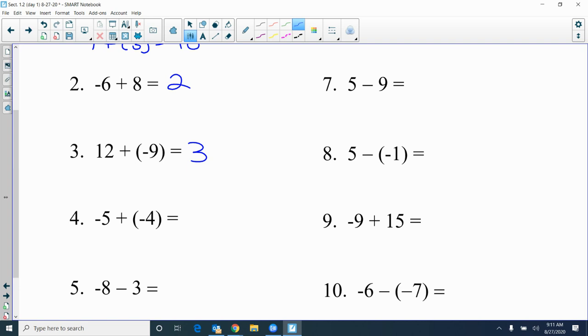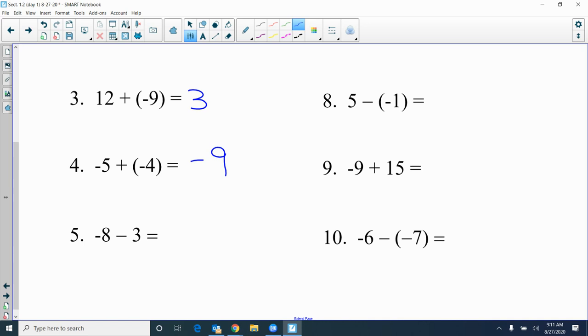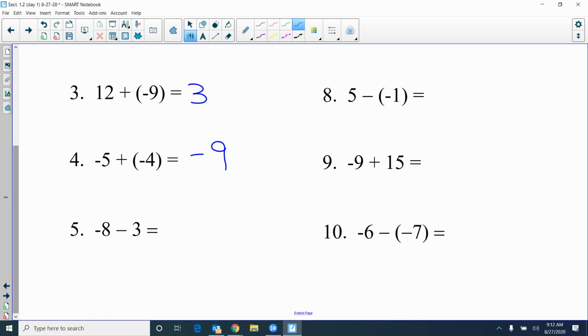Okay, Evan, do you know the answer to number 4? 9? He's close. Okay, what do we got here, Grant? -9. So right there, if they're both the same sign, -5 plus -4, add them together, they got to keep the same sign. All right, now I got a minus sign. So make this -8 plus what? Negative 3. Plus -3. Morgan, what do you have for the final answer for number 5? -11. -11 is correct.